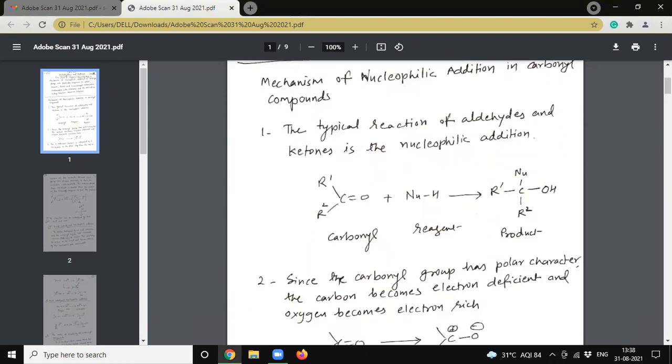The typical reaction of aldehydes and ketones is the nucleophilic addition reaction. See here, this is a nucleophile and this is carbon. Here the carbon is an electron deficient carbon, and so the nucleophilic reagent will easily attack this carbon and we will get the product.